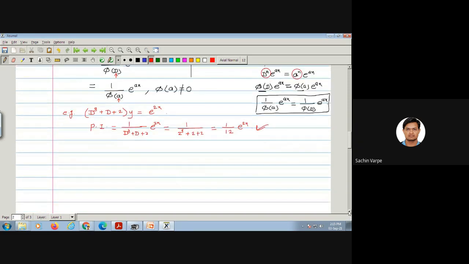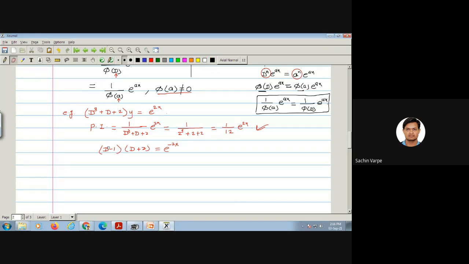So now you can ask the question, what if the denominator is zero? The denominator can be zero, no? It is not possible all the time that the denominator is non-zero. We can have functions like (D minus 1)(D plus 2) into e to the power minus 2x. We can have such functions also, right? So if I replace D by what, what is the value of a here? Minus 2. So if I replace D by minus 2, phi of D is 0, phi of minus 2 is 0, right?